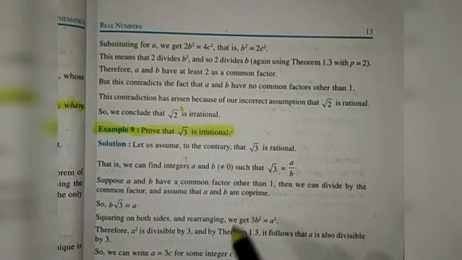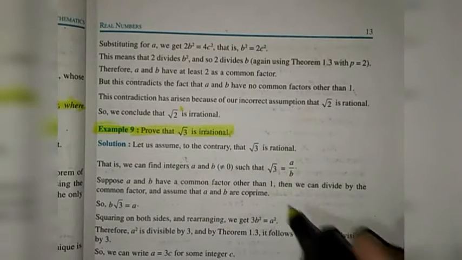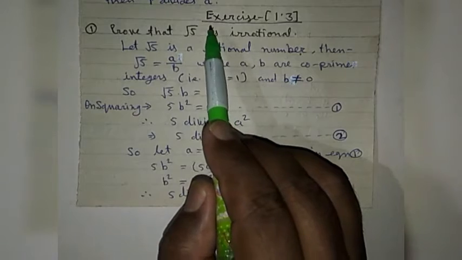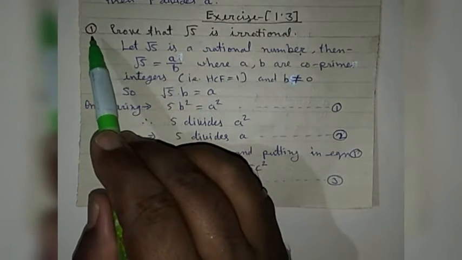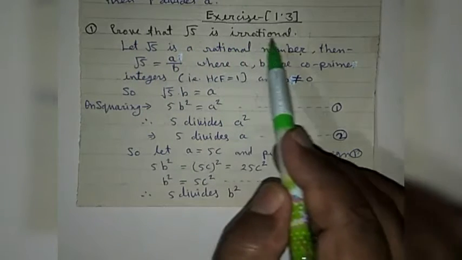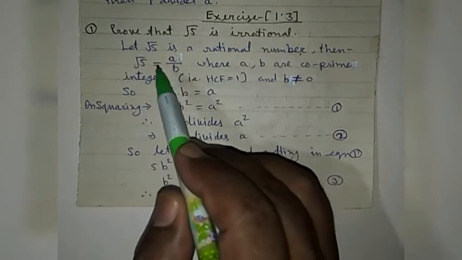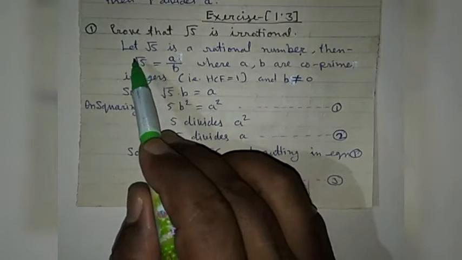Similarly, we can prove that root 3 is irrational. In a similar way, you will assume root 3 equal to a upon b and it will come. We will solve exercise 1.3. Here question number 1 is: prove that root 5 is irrational. So here also it can be proved by the contradiction method.